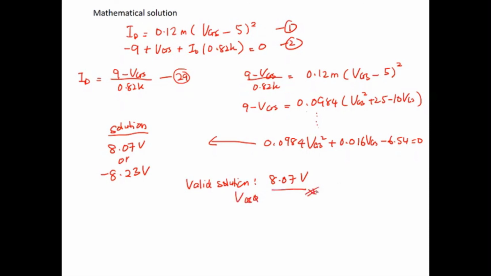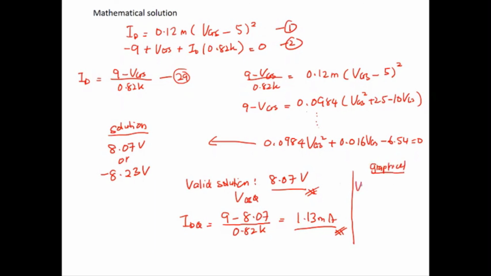So this is VGSQ. When you get the VGSQ, IDQ can be calculated from equation 2A. So this is 9 minus 8.07 over 0.82K, which is 1.13 milliampere. So this is the solution. If you compare with the graphical, we estimated the VGSQ as 8.1 volt and IDQ as 1 milliampere. So it's very close.